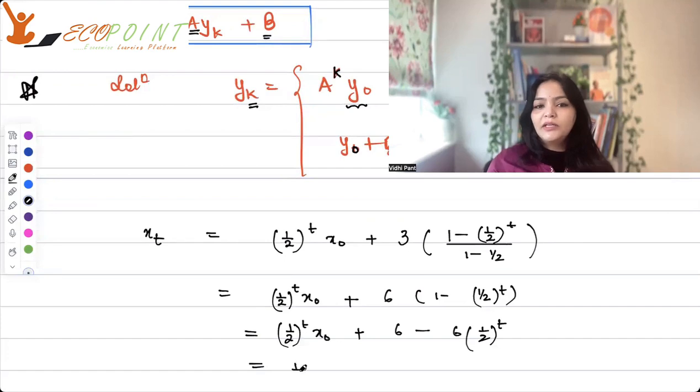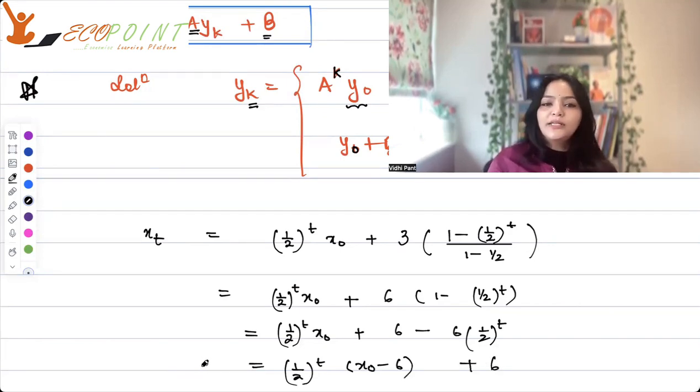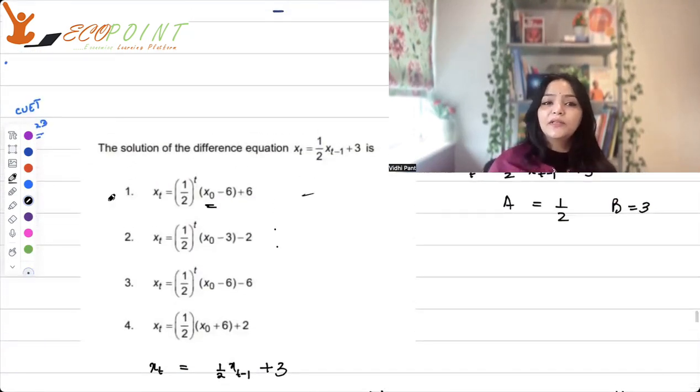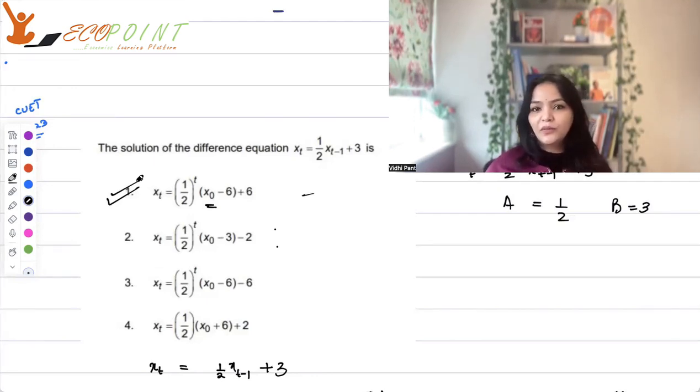Now take half to the power t common, and you will get x naught minus 6 here, plus 6. So what is xt? xt turns out to be half to the power t, x naught minus 6, plus 6. Do we have any option looking like that? Yes, absolutely. Option 1 is exactly the same. So that's the solution of this difference equation.